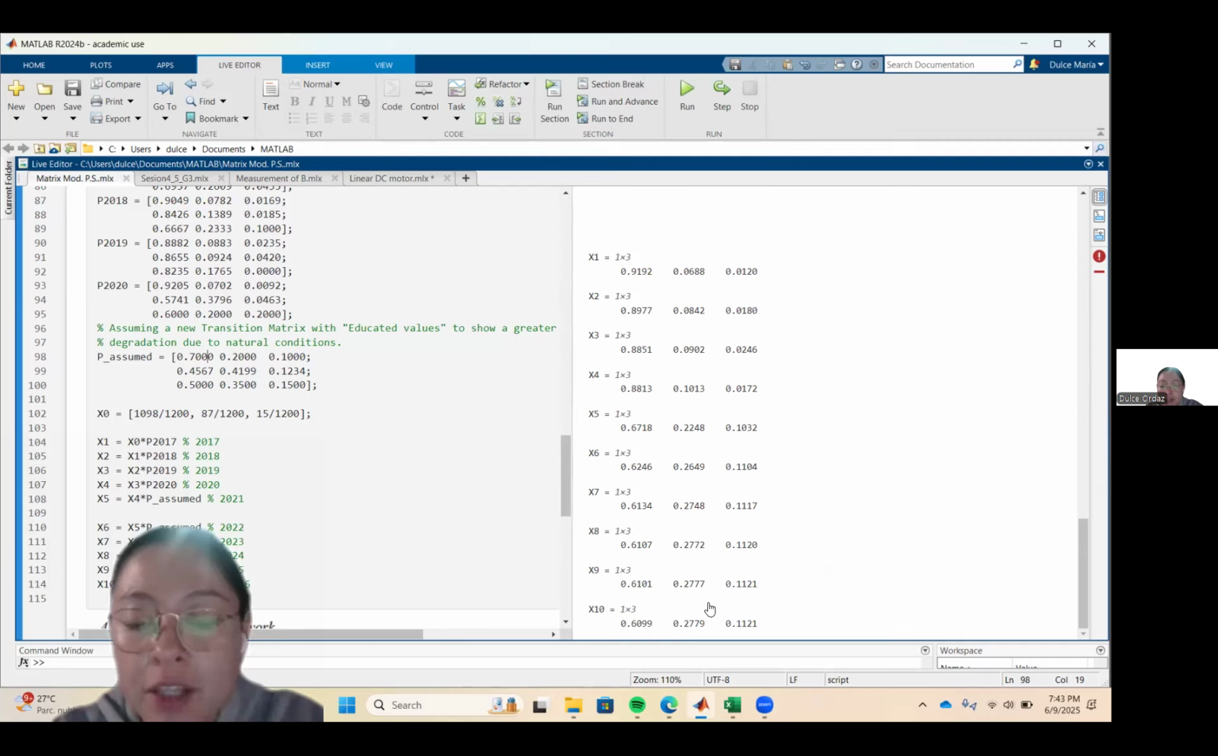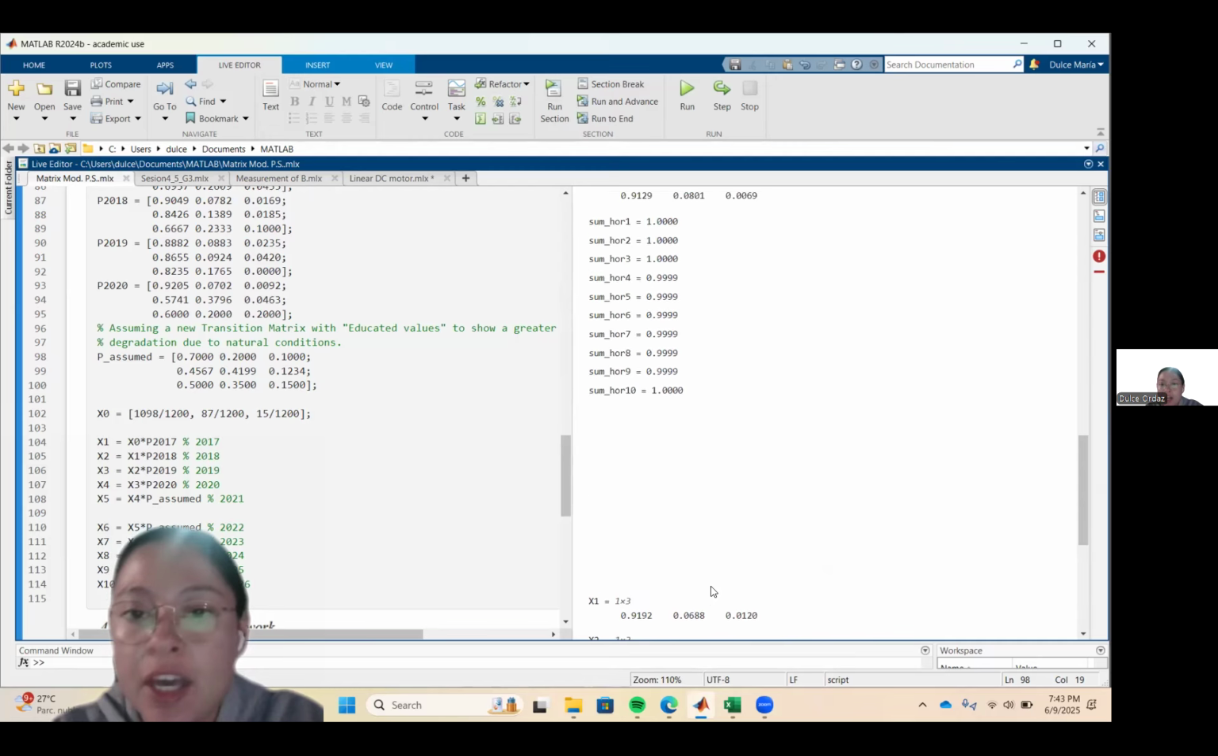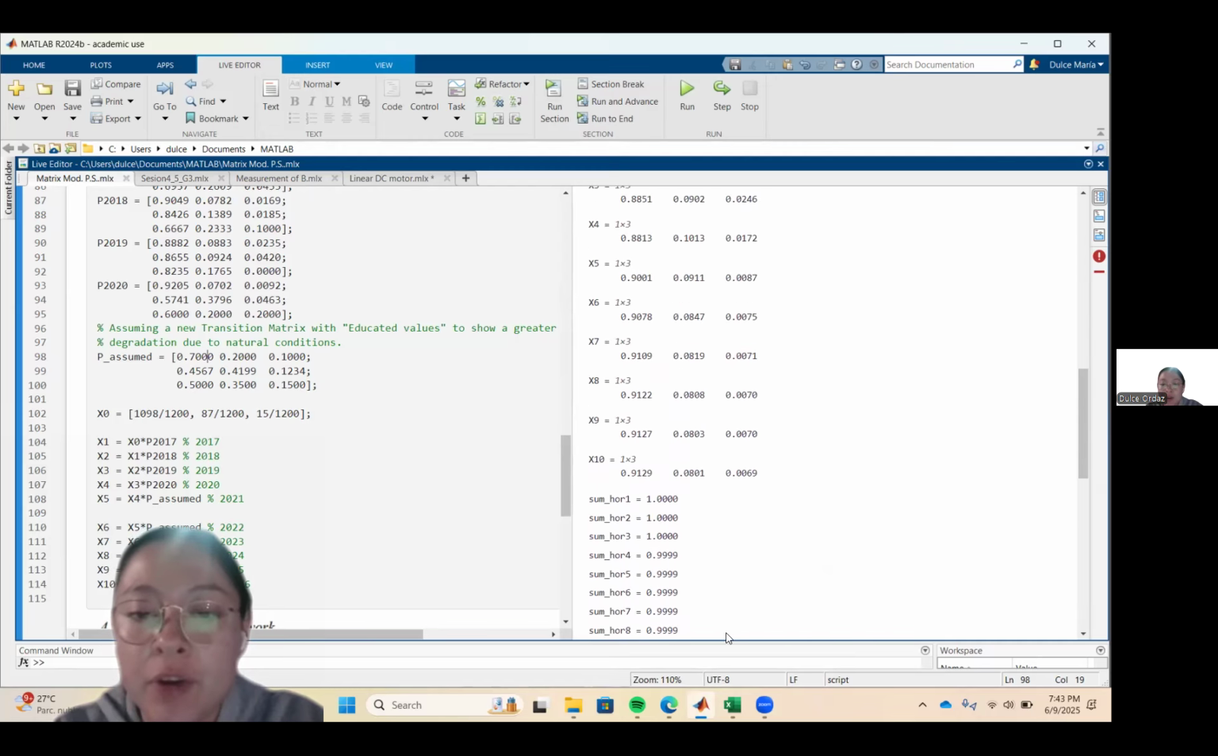And we obtain that the degradation is a lot more. For example, in this case, at the last one, we see that only 60% goes from good to good. In comparison, our last transition matrix from the previous example stays at 91%, which doesn't make sense.